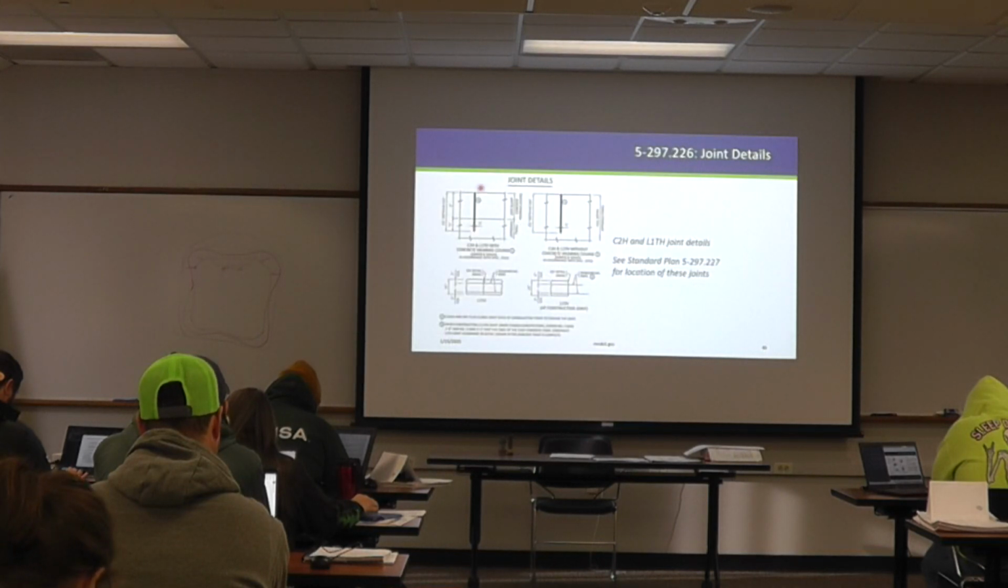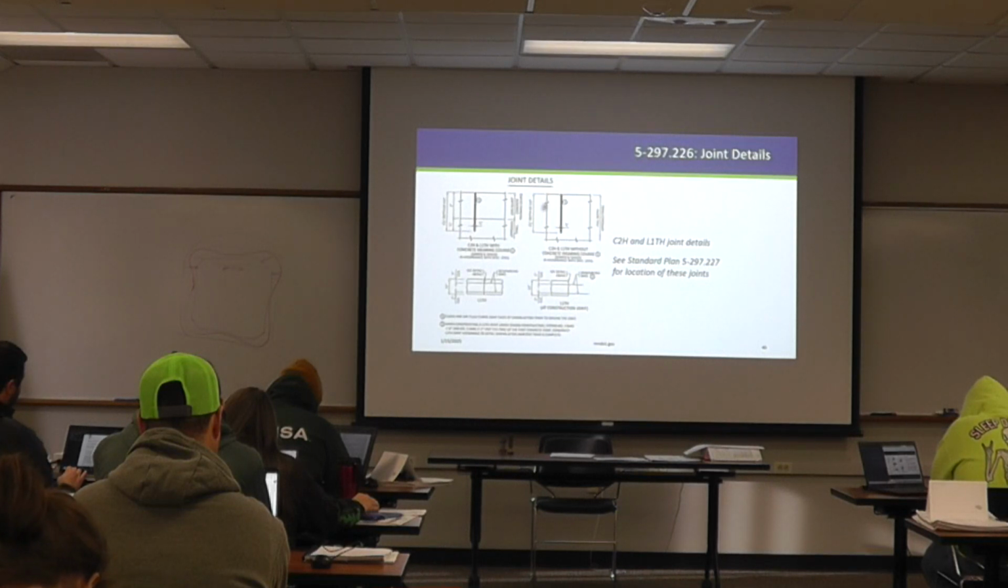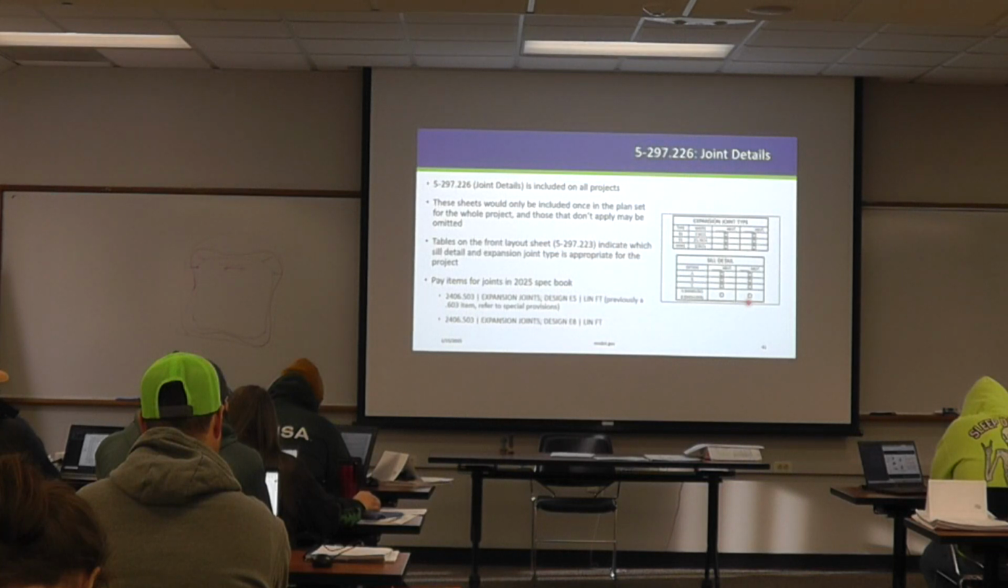So yeah, I think you guys are familiar with these joint details. These used to be on a separate detail, and now they're on the 226 that I just showed. I just zoomed in on them here. So here are the actual joint details themselves. I would say go to 297.227 to find the location of these actual joints. Kind of a plan view. I'll show that coming up here.